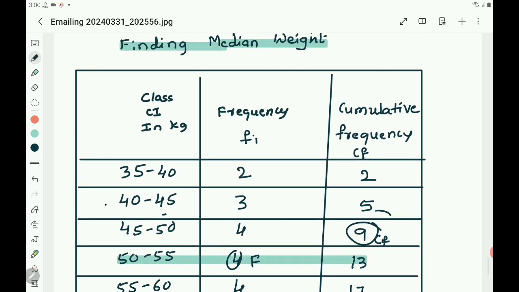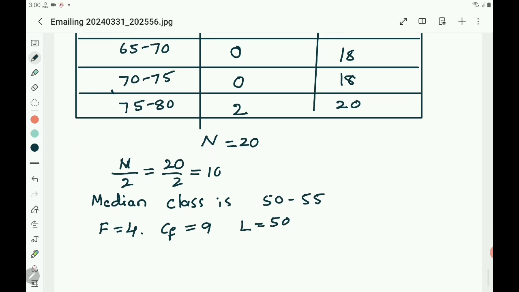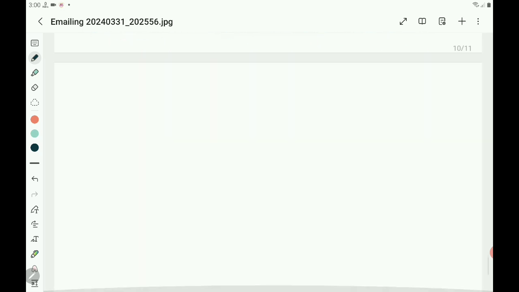Here CF is 9. Next, L. L is the lower limit of the median class. L is 50. Then H is the width of the class, width of the median class. That is same for all. H is same for all here. 55 minus 50, which is equals to 5. Now you write the formula for the median.